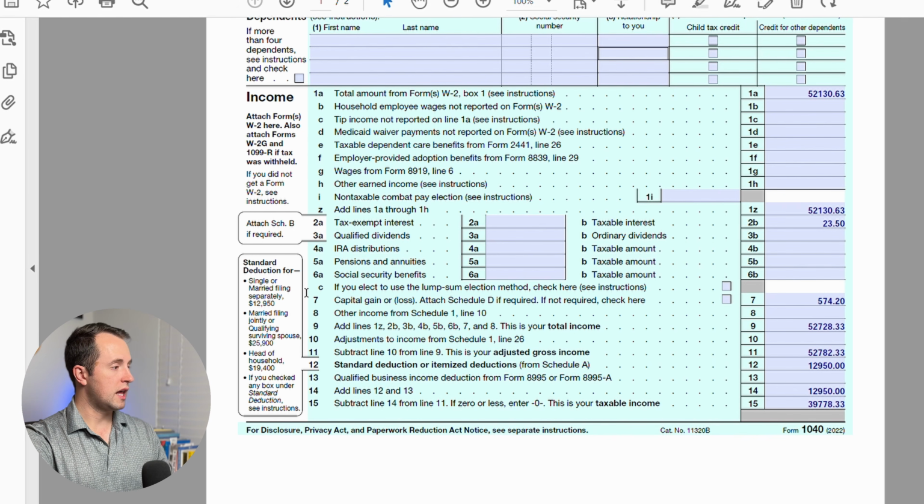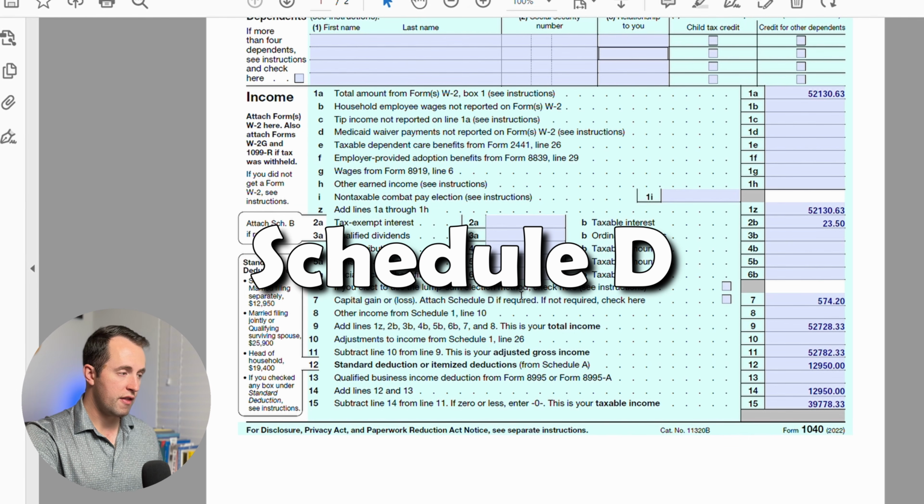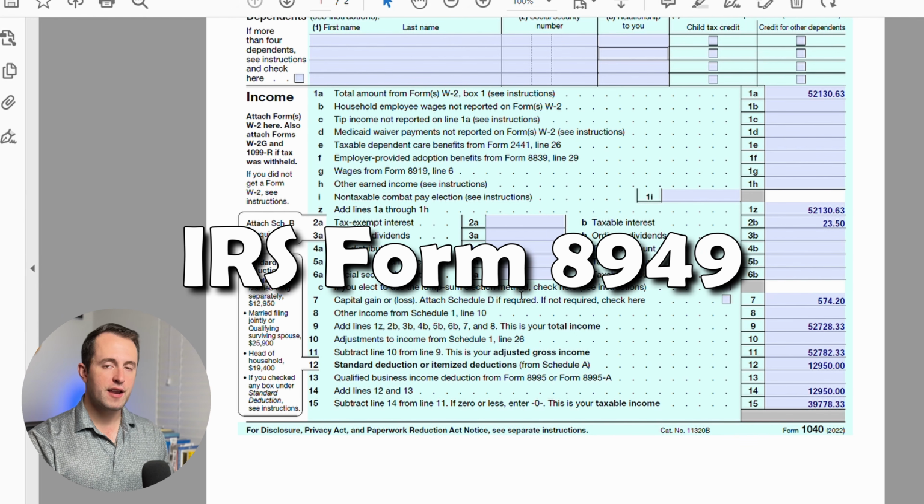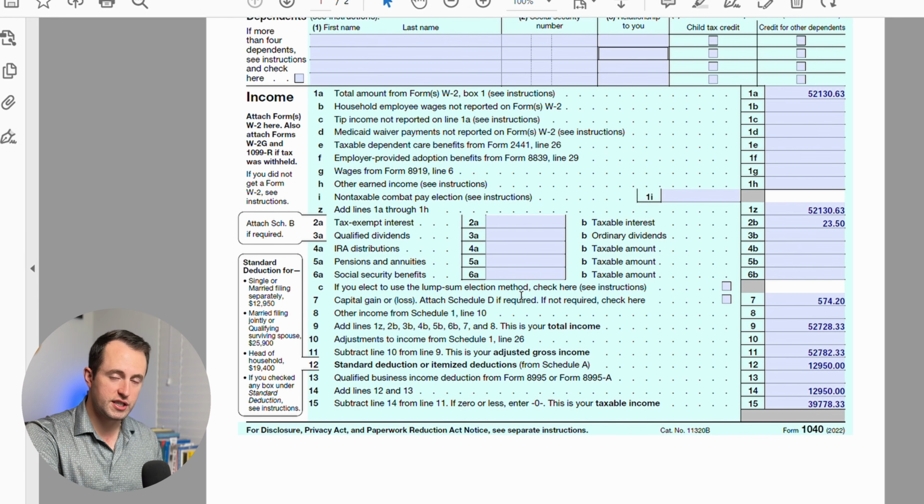And now moving on to line 7, this is going to be capital gains or loss. Now, it does say attach Schedule D if required. There is an additional form you might have to have, although most people aren't going to deal with it, and that's going to be IRS Form 8949. So the rule of thumb, and when you can go dive into the instructions, it tells whether or not you have to file which form or not.